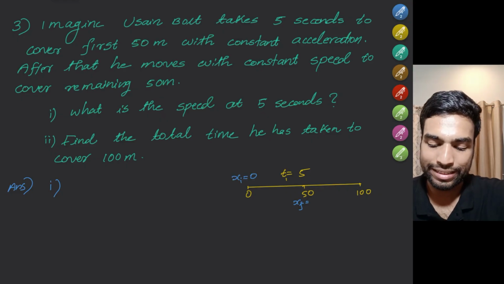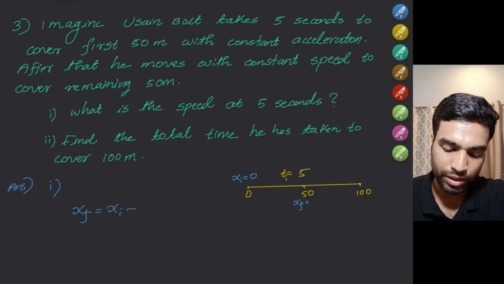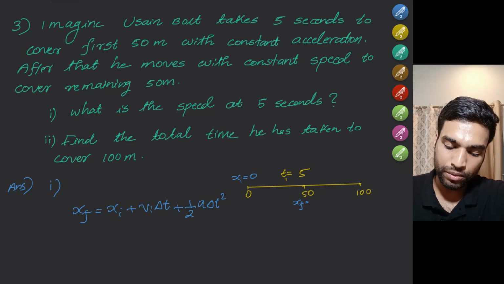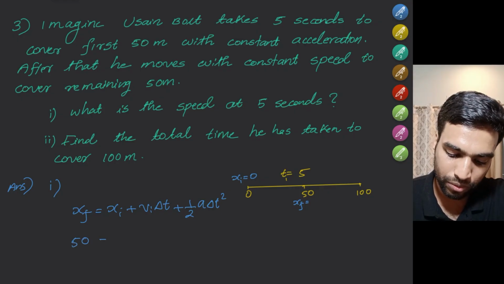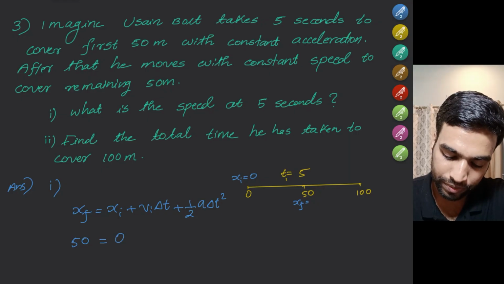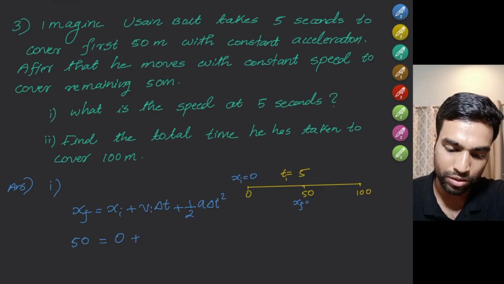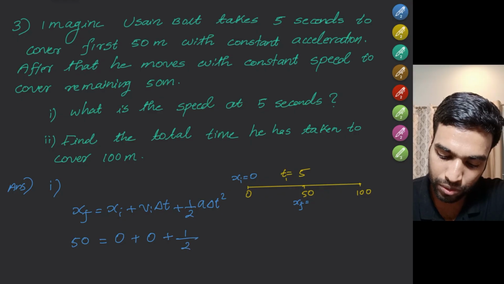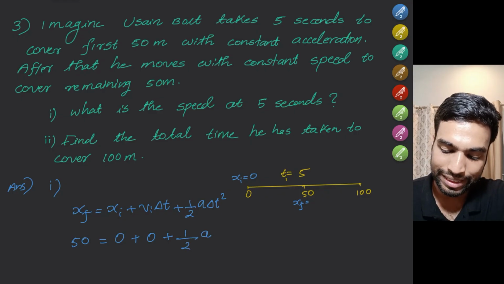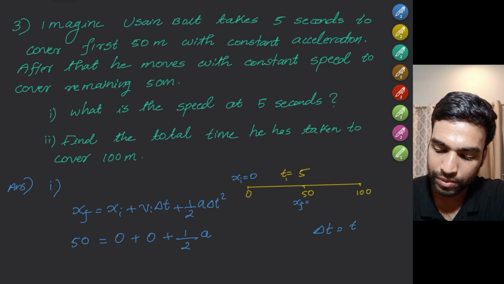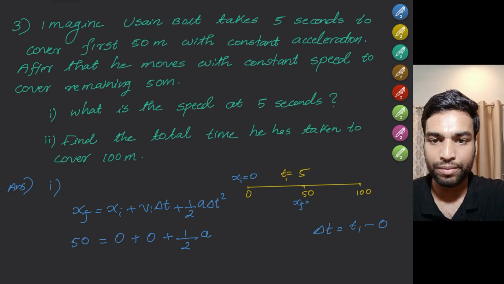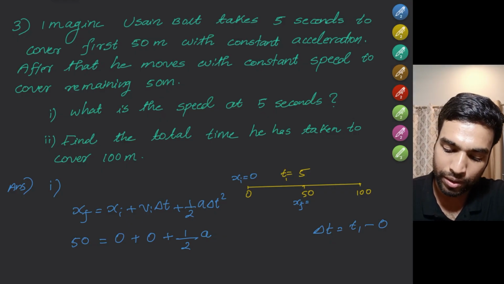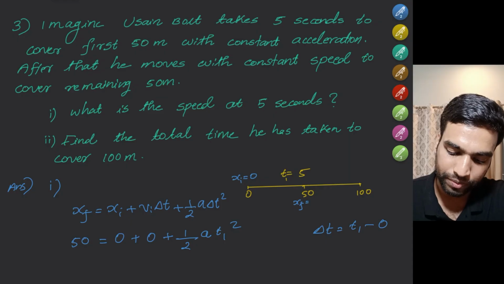Good. So actually here we can use the first equation of motion to find the acceleration. Equation of motion 1 is xf equals xi plus vi into delta t plus half into a delta t square. Now xf is definitely 50, xi is 0, and vi is also 0 because Usain Bolt starts from rest, correct? So 0 plus half into the unknown acceleration into delta t. Delta t is nothing but t1 minus 0 because the starting time is 0, right?